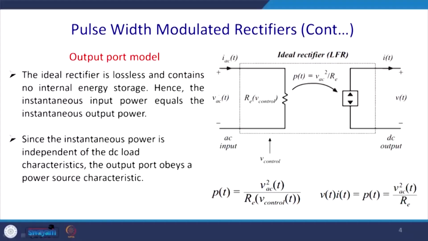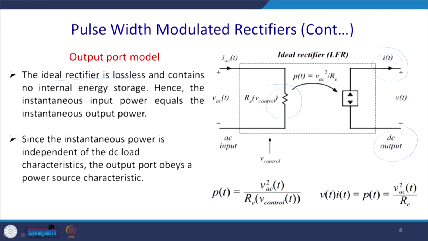So, this can be thought of as the AC current and the AC voltage, and this one is the equivalent resistance, and ultimately the power transferred is equivalent to V_AC square by R_E. Here in this port it has the transformation: you get AC input as well as a DC output voltage and DC current. So, this is the output port model of the rectifier or AC to DC conversion system.